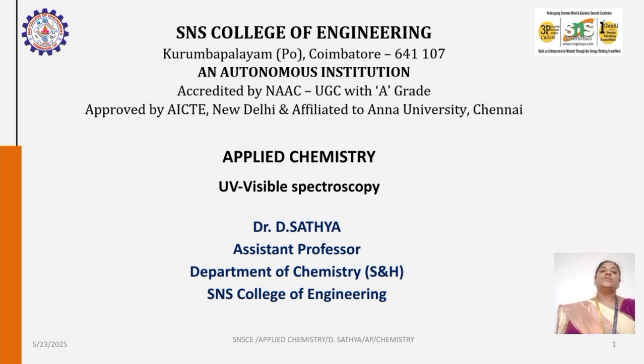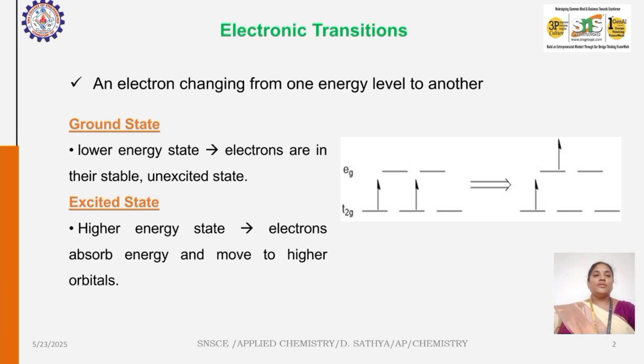Today, we are going to discuss one interesting topic in UV spectroscopy, electronic transition. So, what is electronic transition? In electronic transition, one electron jumps from the ground state to a higher state. That means the electron goes from the ground state into the upper state. It's called the electronic transition.